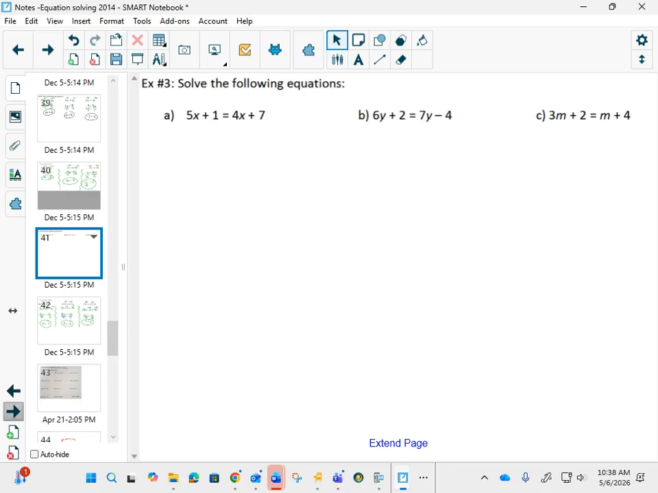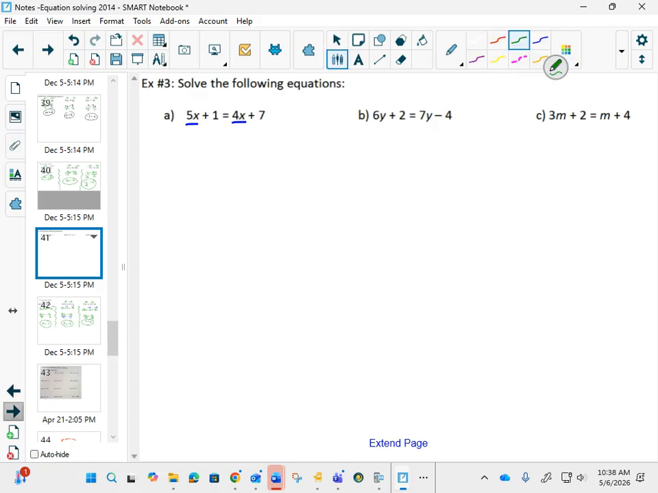Now, if I read this out, I have a number in my head. I multiplied by 5, I added 1, and got an answer. Then I took that same number, multiplied by 4, and added 7, and got the same answer as before. What's the number? Hard to solve. If I do colors here, do you see these are like terms?